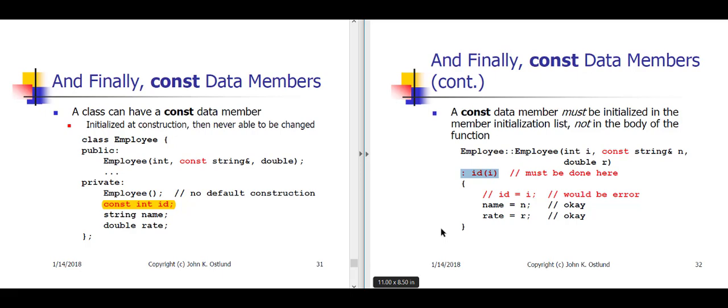Okay, so that is 5 uses of const in C++ code, 2 of which we already knew about, and 3 of which we've introduced here.